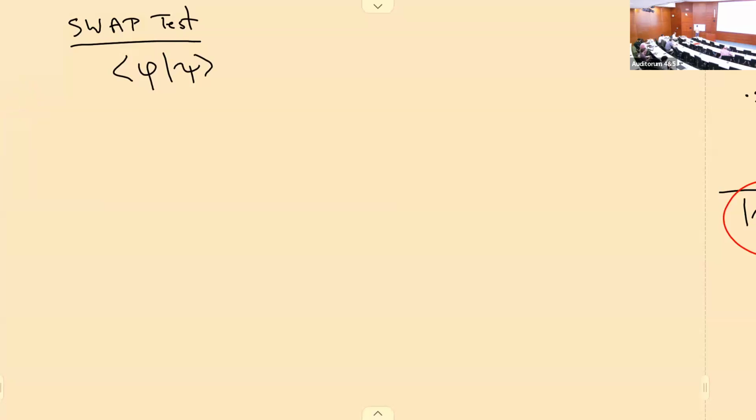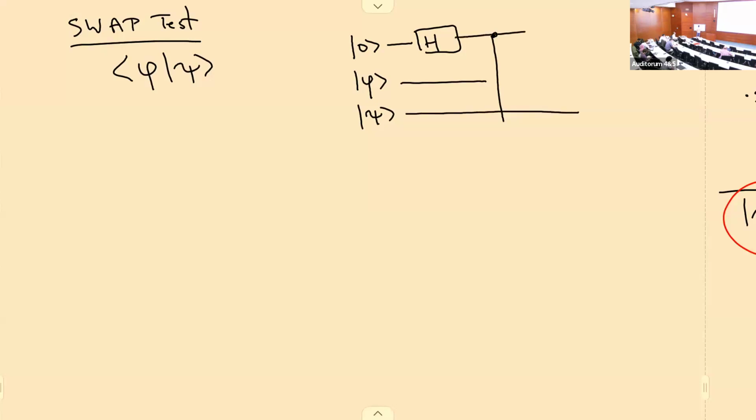So what am I claiming? I'm claiming that if I build this circuit, then this is equal to the probability P0. Let me explain a little bit. Quantum state phi, quantum state psi. They can be of any dimension, right? Phi can have many qubits.